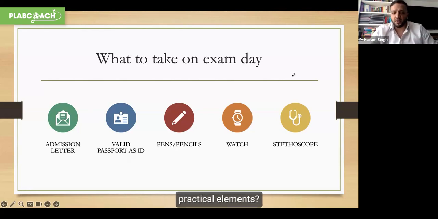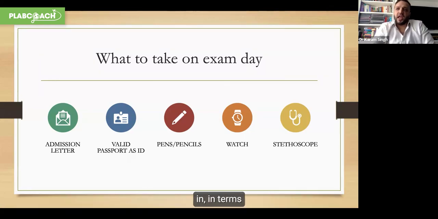Any other practical elements, otoscopes, monofilaments, whatever it may be that you need, will all be provided in your exam for you. So you do not need to take any other equipment with you on the actual exam.